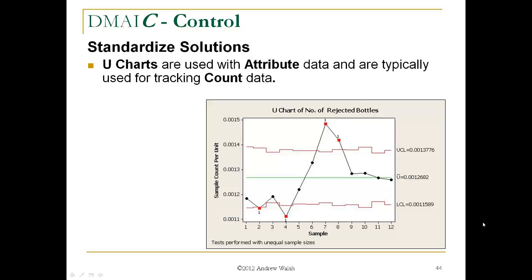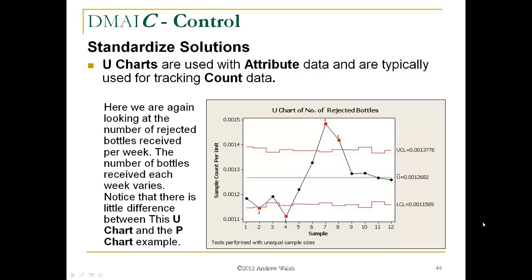U charts are used with attribute data also and are typically used for tracking count data. Here we are again looking at the number of rejected bottles received per week. The number of bottles received each week varies as before. Notice that there is little difference between this U chart and the P chart example previously.